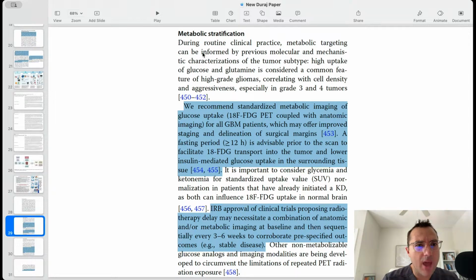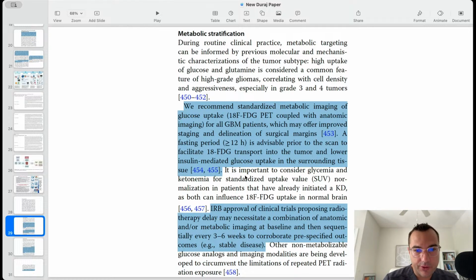They do recommend, so this is an interesting point. He mentions metabolic stratification. Well, what does that mean? At least for Dr. Seyfried and Dr. Tomas Duraj, they recommend getting standardized metabolic imaging, glucose uptake, the 18F FDG PET scan with anatomic imaging for all GBM patients, which may offer improved staging and delineation of surgical margins. A fasting period of greater than 12 hours is advisable prior to the scan to facilitate 18F FDG transport into the tumor and lower insulin-mediated glucose uptake into the surrounding tissues.